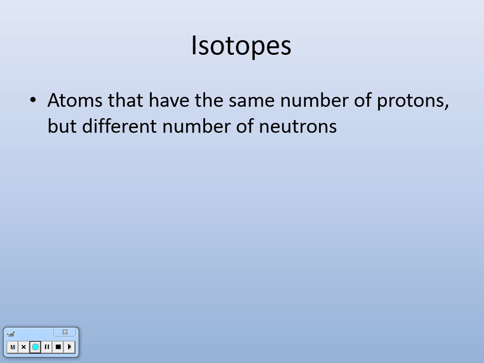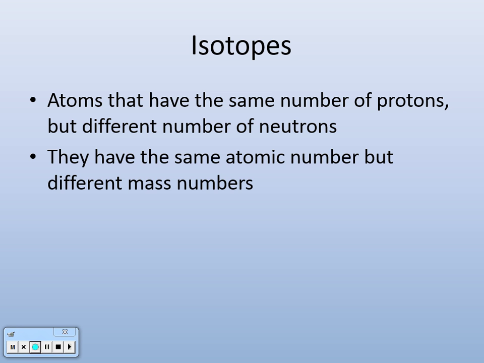And then for Roman numeral 1, part B, number 1, we can say that they have the same atomic number, but they have a different mass number. All right. Good so far.